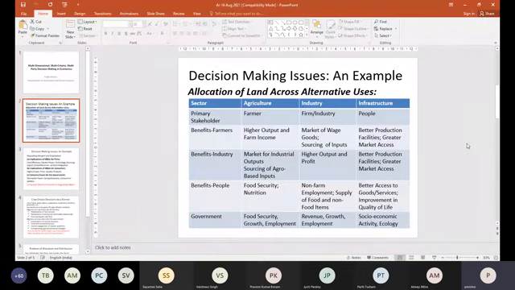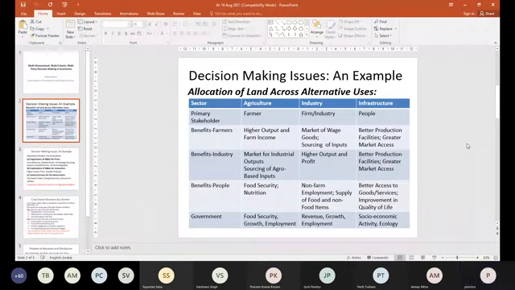Now here, this particular matrix is showing a specific situation, that is allocation of land across alternative uses. What I'm doing here, I'm basically assuming three situations, meaning three alternative uses of land. One is it can be used for agriculture, second for industries, setting up factories basically, and third one is development of infrastructure. When we say agriculture sector, the primary stakeholder, I'm assuming, is the farmers. For industry sector, it is the firm or the industry sector as a whole, and for infrastructure, it is people.